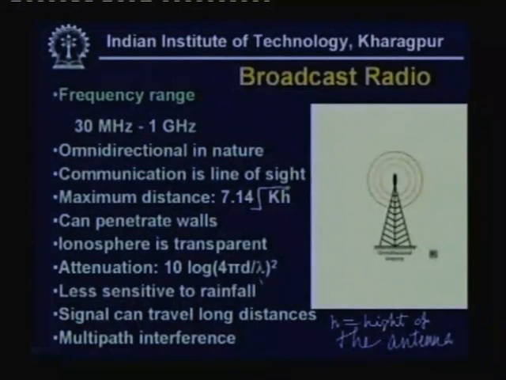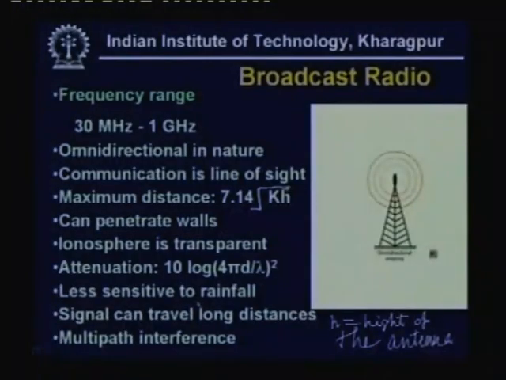And moreover, the attenuation is inversely proportional to the square of the wavelength. That means higher frequencies are attenuated more than the lower frequencies. So, this is another characteristic of this frequency range, and this type of signal is less sensitive to rainfall. And as I mentioned, the signal can travel long distances, and multipath interference does not exist in this particular case.